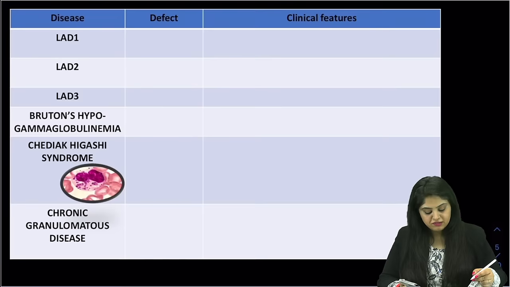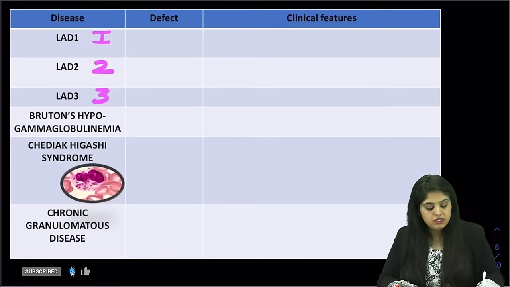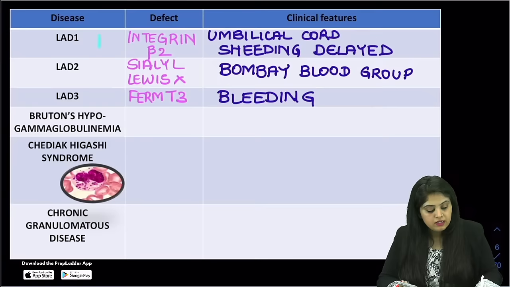Let me start with the first one, that is LAD 1, 2 and 3. First we'll do, what is the defect? The way you write 1, 2 and 3 is your mnemonic for the defect. So, quick revision. For LAD 1, how do you write 1? The way you write 1 is I, meaning integrin. There's going to be an integrin defect, specifically an integrin beta 2 defect.